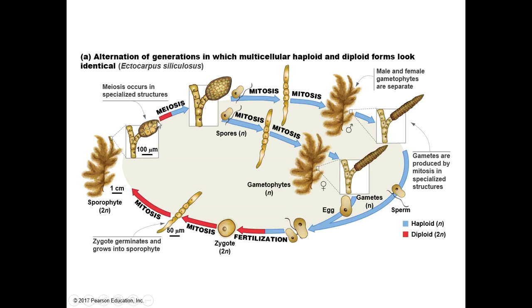Meiosis occurs in the sporophyte, and it produces these specialized structures here. These specialized structures undergo meiosis, and they are ultimately going to be released as spores. These spores are going to undergo mitosis, and when they do, they make a large multicellular gametophyte. This gametophyte produces more egg and more sperm.